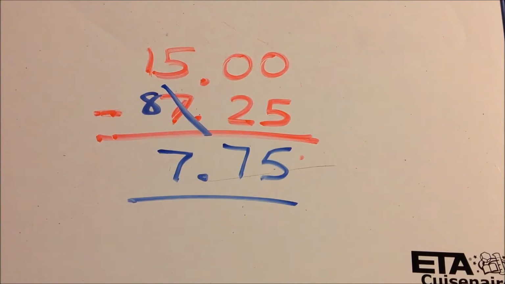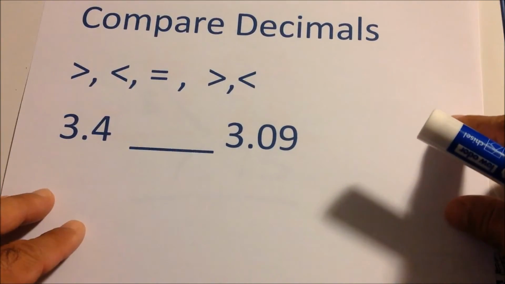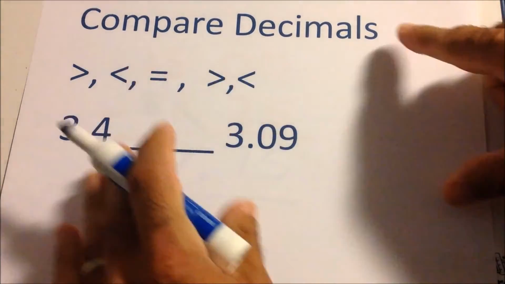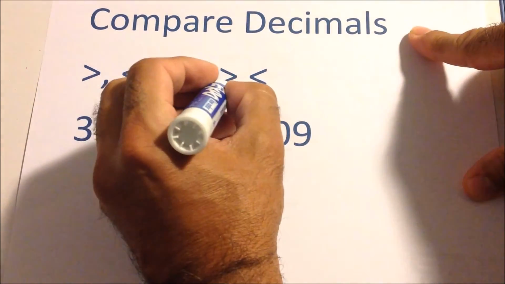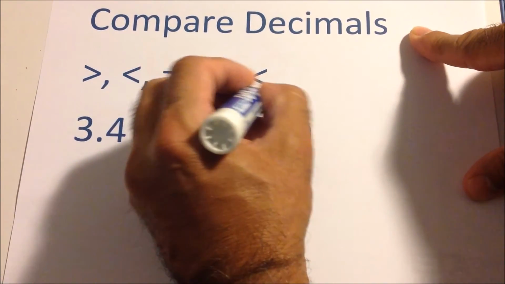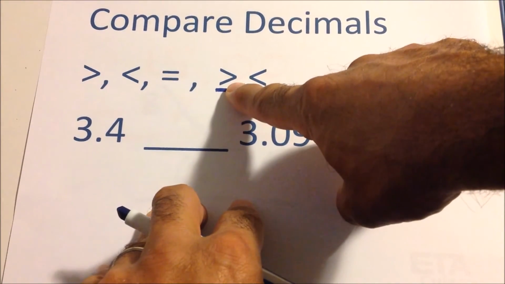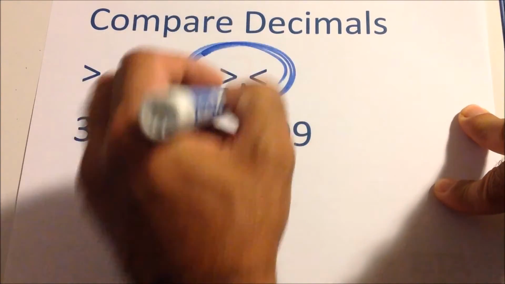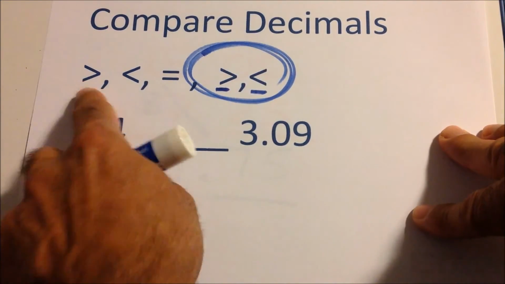Now let's just review comparing decimals, which we did again in 5th grade. We'll see these signs, greater than, less than, equal to. And there's 2 others you'll learn in 6th grade. We'll have this line here on the bottom. And this means greater or equal to, or less than or equal to. And we'll go over these later on in the year. So we'll just concentrate on these.